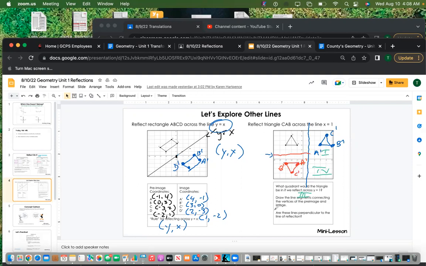Now the question is, draw the line segments connecting the vertices of the pre-image and post-image. Are these lines perpendicular to the line of reflection? Yes. Remember, perpendicular is creating a 90-degree angle.